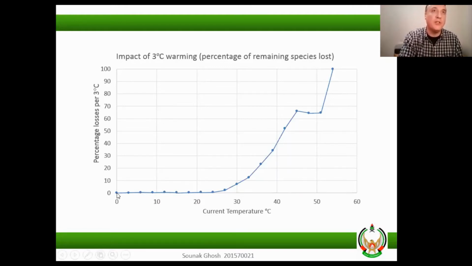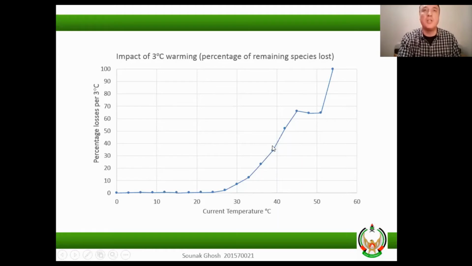So we can see that the percentage of species pushed over their limits in a region where the current temperatures are 0 degrees is 0. And if it's currently 3 degrees, again, it's pretty close to 0. If it's 6 degrees, again, it's pretty close to 0. In fact, the percentage of species being pushed over their limits stays pretty close to 0 until we start getting up towards about 30 degrees. Now, beyond 30 degrees, what's interesting is that percentage increases, and it keeps increasing.